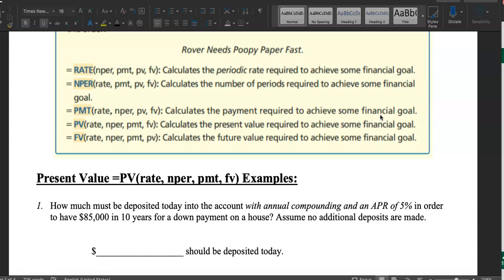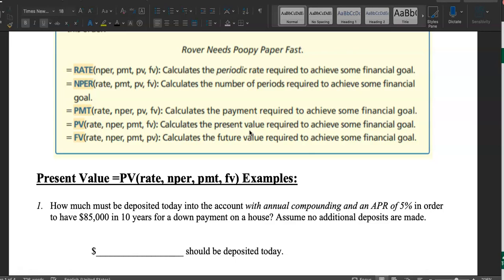Okay, the present value function is going to ask you for almost the same input: rate, number of periods, payment, and future value. But what it does is calculate the present value required to achieve some financial goal. So in cases like this, say that I want to deposit a big lump sum of money in my bank account and just let it grow over the next 20 years. I'm not going to make any monthly payments, but say that I just want to have about $5,000 in the next 5 years. How much money should go into my bank account right now for me to have $5,000?